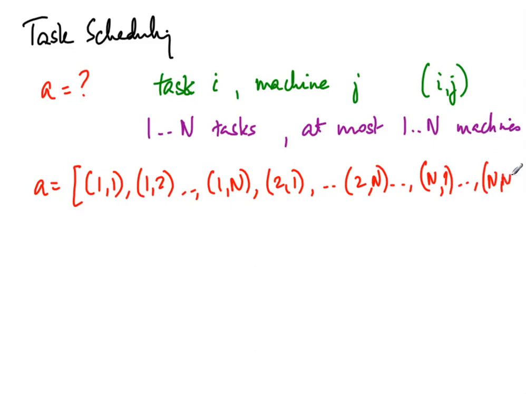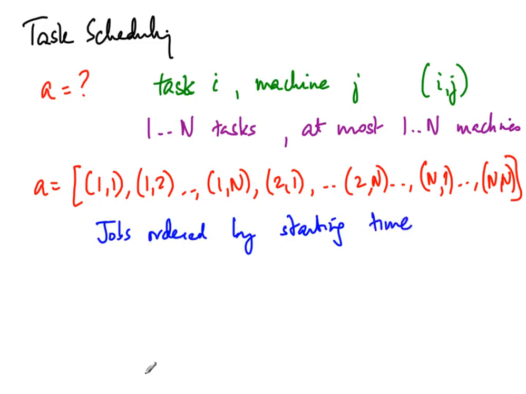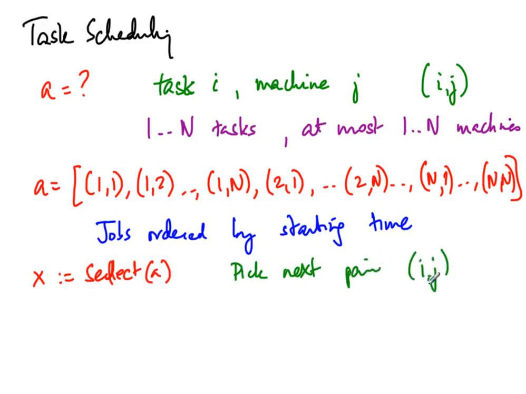So we have these n squared possible values of assignment, and here the idea is that the jobs are ordered by starting time. So we already have fixed the order. This makes it simpler to think about the next thing that we have to say. Jobs are ordered by starting time, so therefore now the select is easy. You just pick the next pair i j from the list, because we already ensured that the order is good.